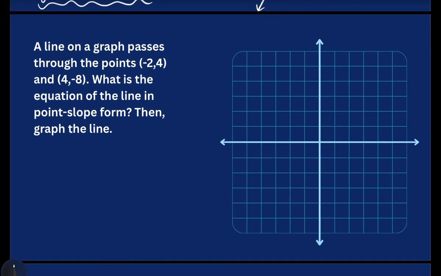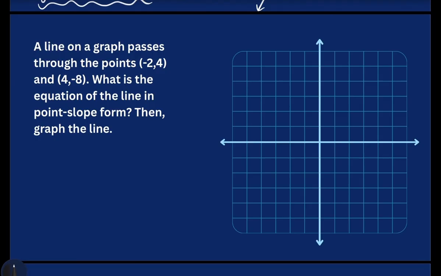So now take a moment to pause the video and try this problem out. And when you're ready, unpause it and let's work on it together. A line on a graph passes through the points (-2, 4) and (4, -8). What is the equation of the line in point slope form?